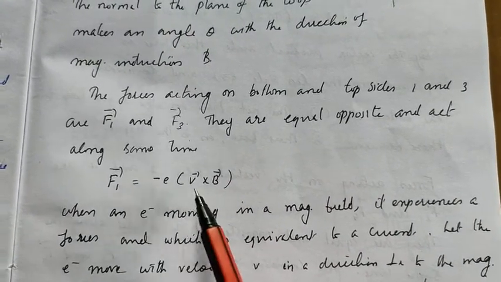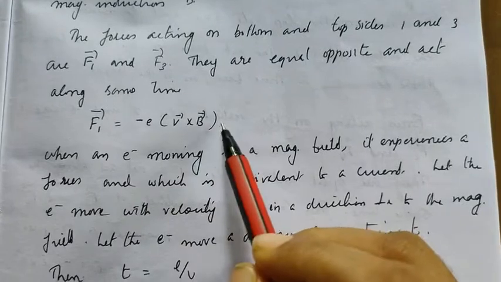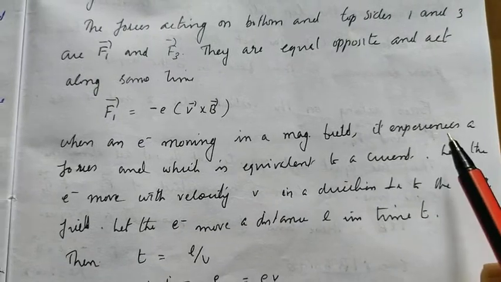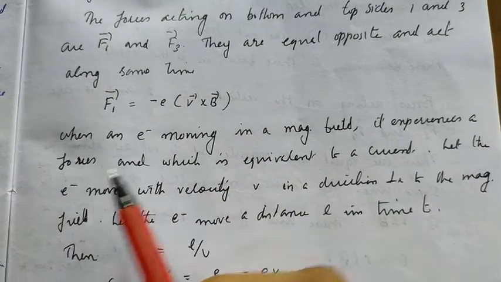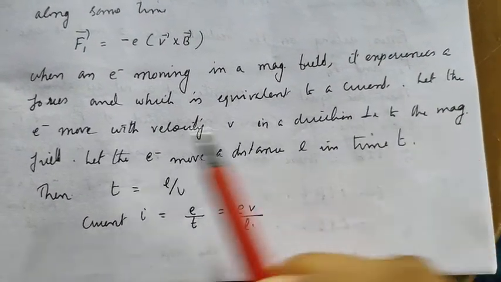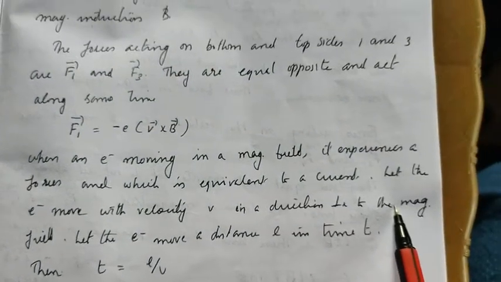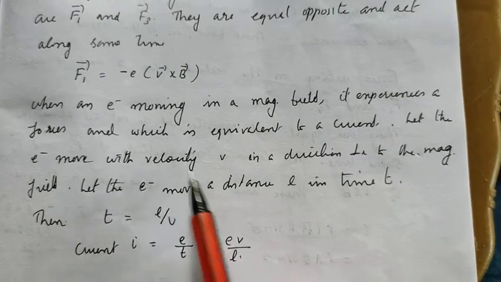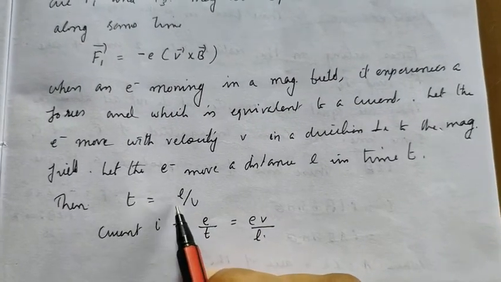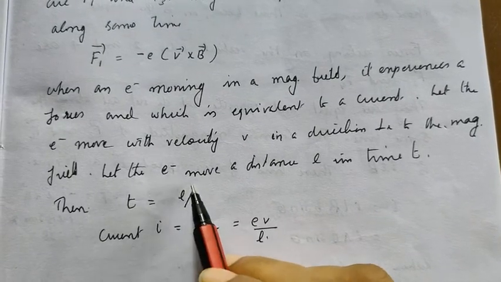F1 is equal to minus e into v cross B, according to the Lorentz equation. Whenever an electron is moving in a magnetic field, it experiences a magnetic Lorentz force, which is equivalent to a current. Let the electron move with a velocity v in a direction perpendicular to the magnetic field. Let the electron move a distance L in time t. Then the time taken for its travel will be L by v, where v is the velocity and L is the distance traveled.